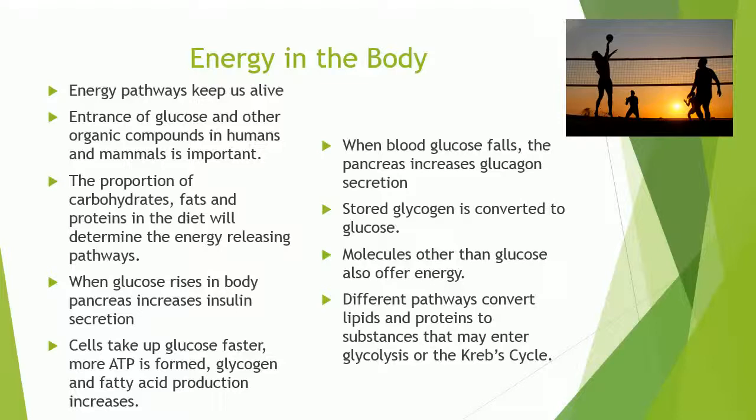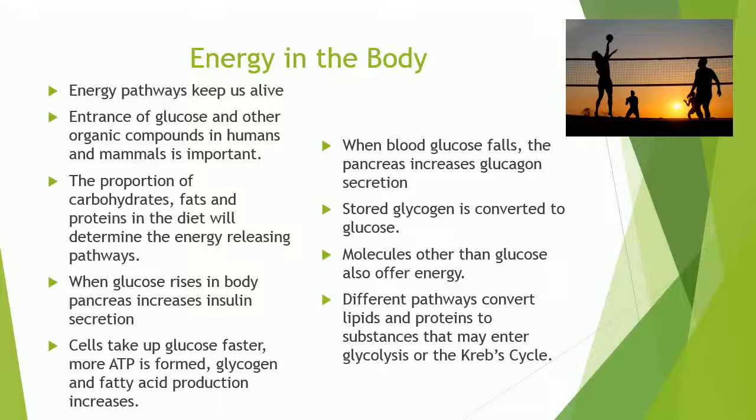So when glucose rises in your body, the pancreas is going to increase insulin secretion. And the cells are going to take up glucose faster, and there's going to be more ATP formed, and glycogen and fatty acid production is going to increase. But then when your blood glucose falls, the pancreas is going to increase glucagon secretion. And stored glycogen is converted to glucose.